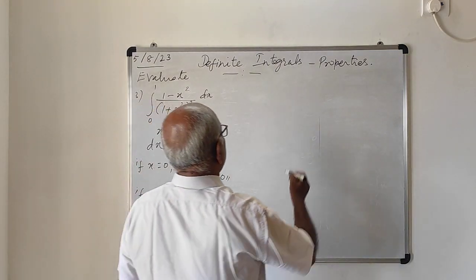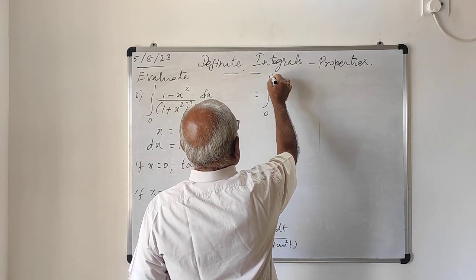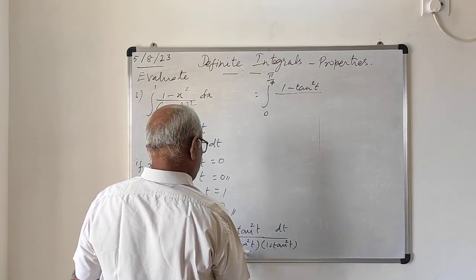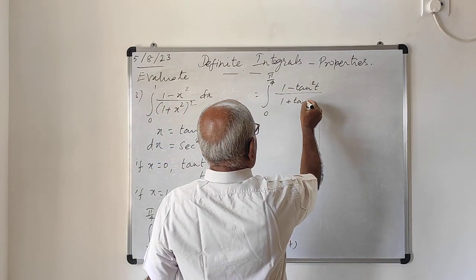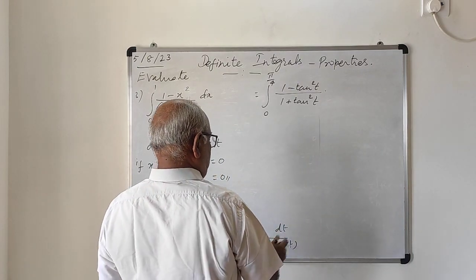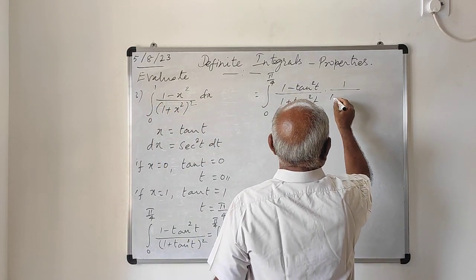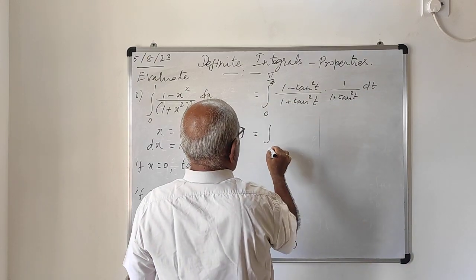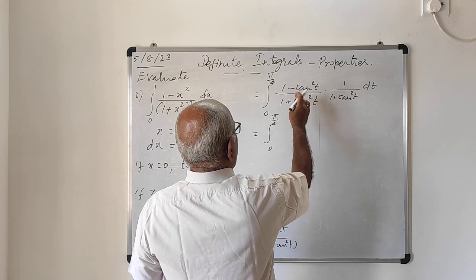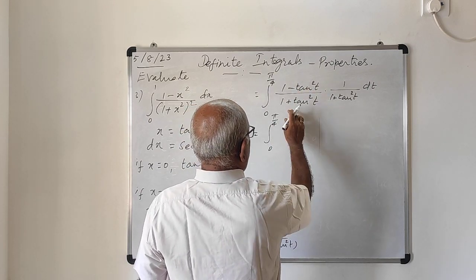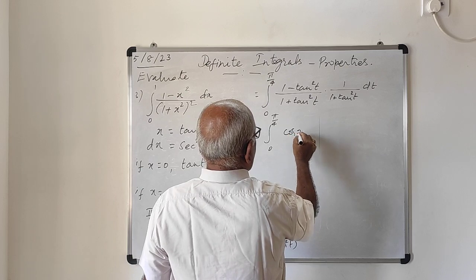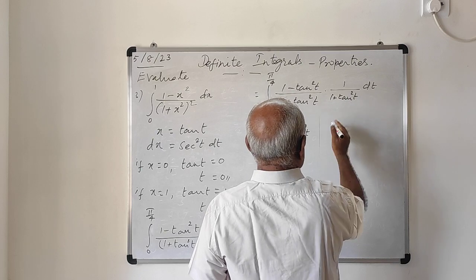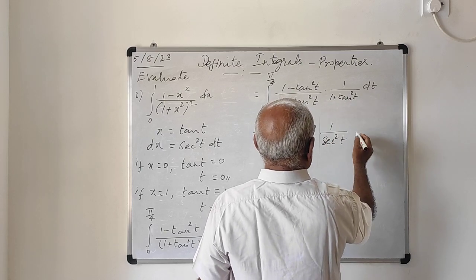Now this becomes integral 0 to pi by 4, 1 minus tan square t by 1 plus tan square t, into 1 by 1 plus tan square t, dt. So this is equal to integral 0 to pi by 4. 1 minus tan square t by 1 plus tan square t is cos 2t. 1 by 1 plus tan square t is cos square t, and dt.